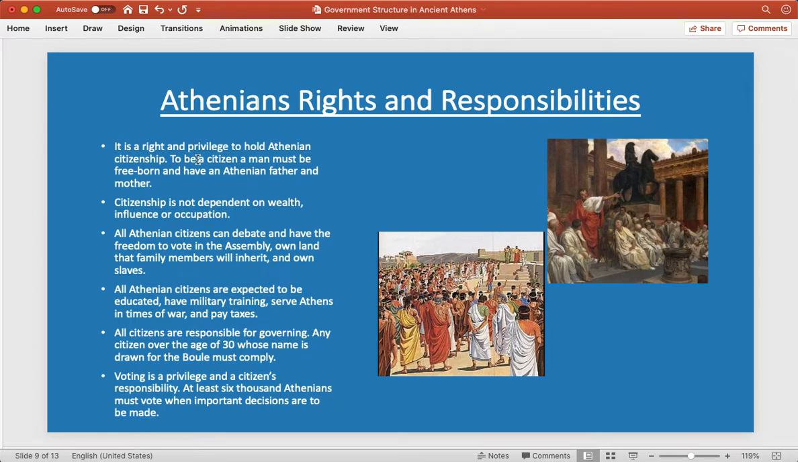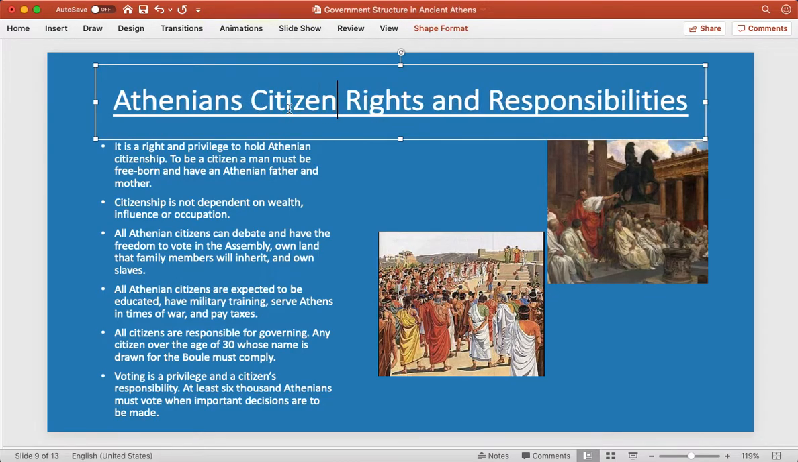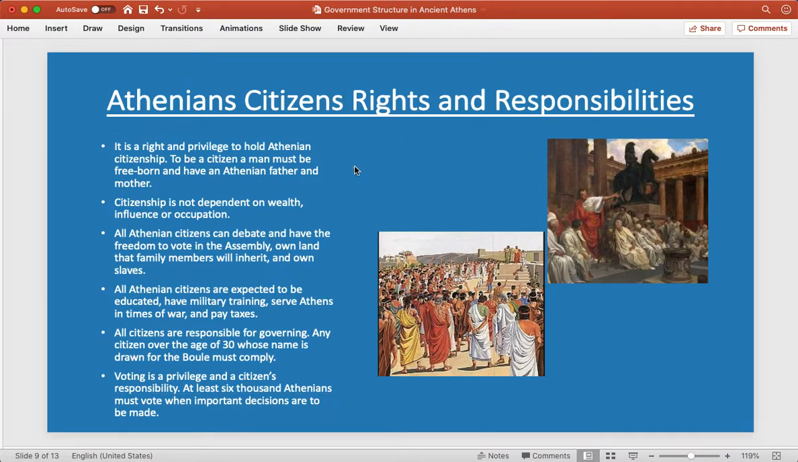Here are some Athenians' rights and responsibilities. Please read through this because eventually we will compare ourselves, and our rights and responsibilities in a democracy, to Athenians. So you have to kind of know what they were first. This is going to be a bit of a summary. It's going to explain exactly what the rights of citizens were. And maybe I should say that it's not everyone, but it's the citizens' rights and responsibilities.